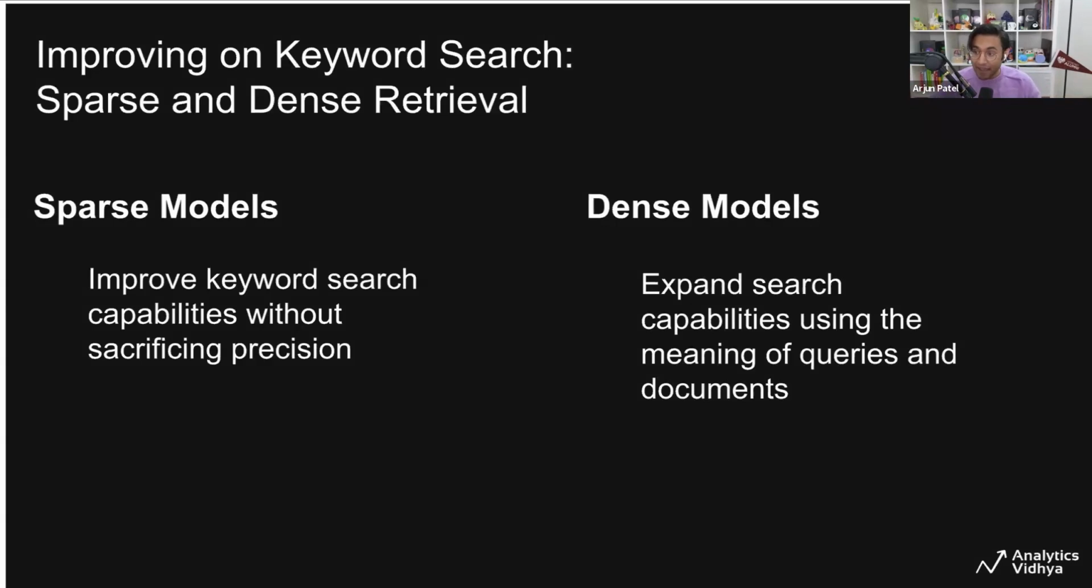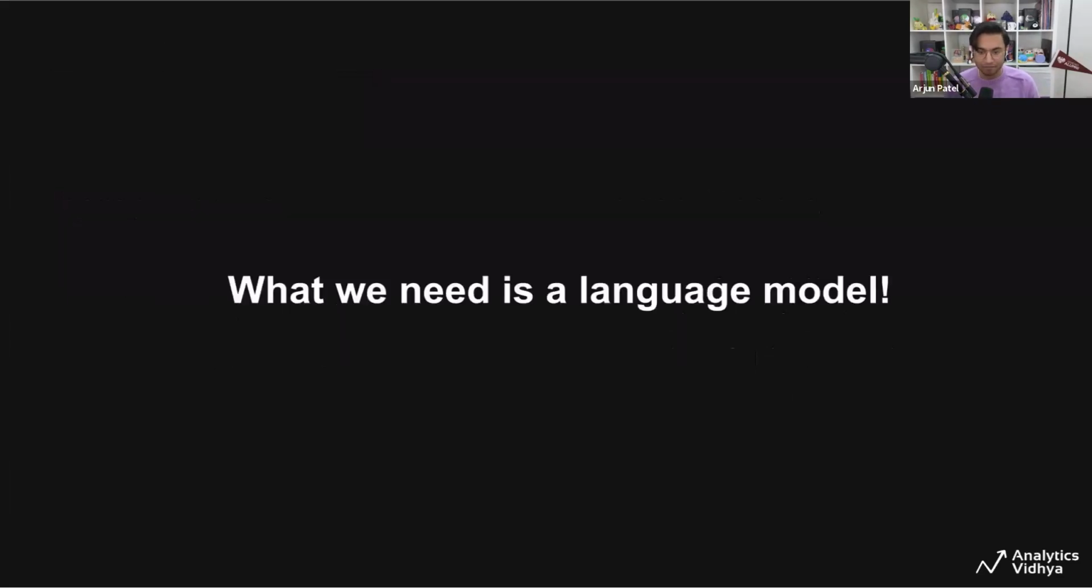Dense models expand the amount of queries we can handle because they work on the meaning of the queries and documents rather than the specific words that are being used themselves, which means we can deal with a wider range of questions or a wider range of formats of search. Both allow us to solve the problems I described previously, which is vocabulary mismatch and semantics.